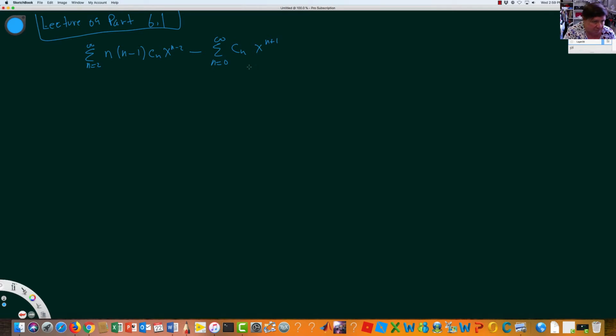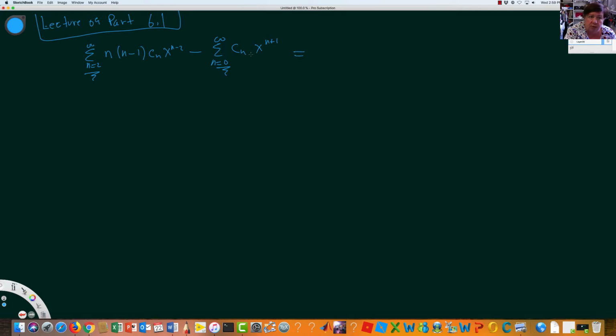Now notice here, this series starts at n equal 2, and so my first power will be x to the 0. This starts at n equals 0, so my first power will be x to the 1. And I can't really do anything with this until I fix these indices so that they're the same. Well, how do I do that? Well, for one thing, since this starts at x to the 0, and this starts at x to the 1, I better just take one term out, and I can totally do that.